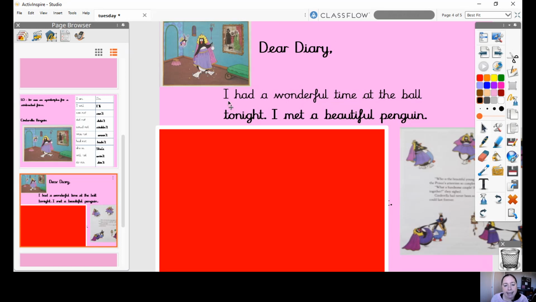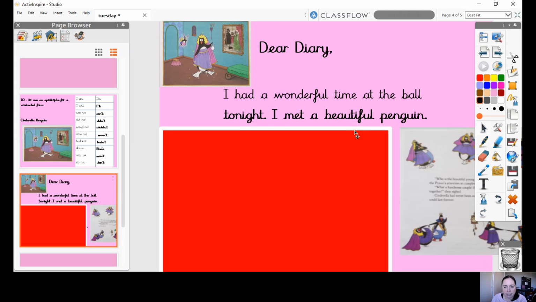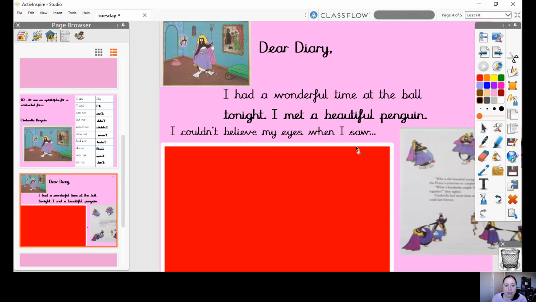So he is saying, I had a wonderful time at the ball tonight. I met a beautiful penguin. There we go. So I've started it off, but I haven't used any apostrophes for contractions. So let's have a little look at some of the other sentences I used. I couldn't believe my eyes when I saw, there you go, there's the start of a sentence for you. I couldn't believe my eyes when I saw the beautiful penguin walk towards me.